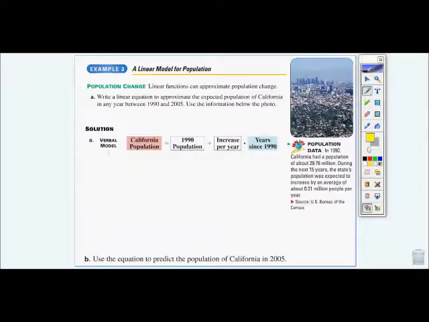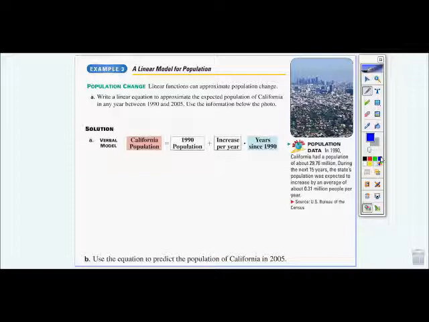So let's go ahead and try doing one of these, something easier to read though. We're going to talk about population change in California. Now this data is a little bit older. It matches the data in your textbook. It says write a linear equation to approximate the estimated population of California in any year between 1990 and 2005.